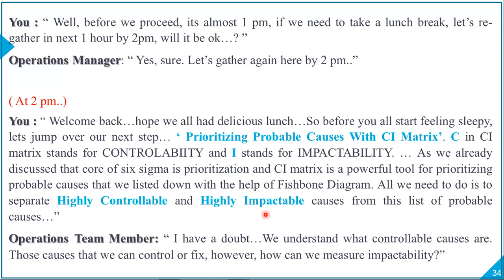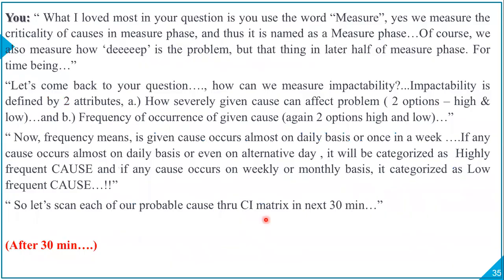An operations team member comes up with a question. I have a doubt. We understand what controllable causes are, those causes that we can control or fix. However, how can we measure impactability? You replied, what I loved most in your question is you used the word measure. Yes, we measure the criticality of the causes in the measure phase, and thus it is named the measure phase. Of course, we also measure how deep the problem is, but that is in the later half of the measure phase. But for the time being, let's come back to your question. How can we measure impactability?